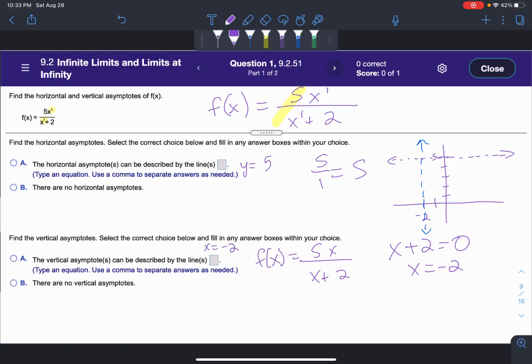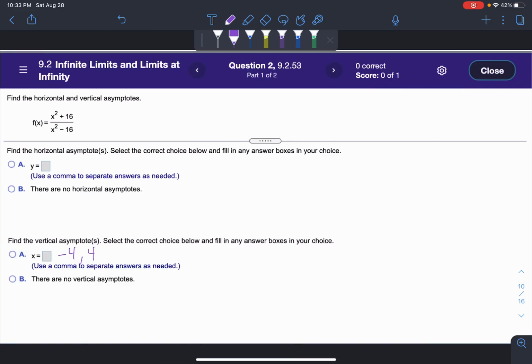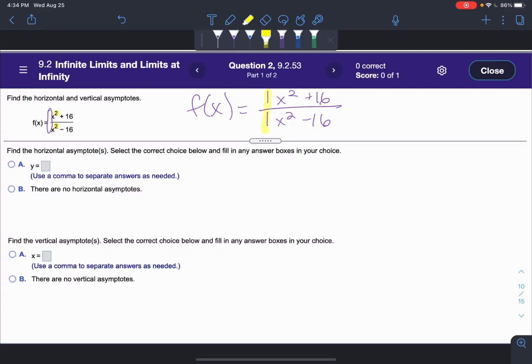Let's try another one. For finding horizontal asymptotes, remember we want to look at the leading terms and their degrees. So degrees are the same. I'm just going to take the fraction of their coefficients, which are an implicit 1, right? So I'm just going to take 1 over 1, which is 1. And so my y is equal to 1 as my horizontal asymptote. And then again, for the vertical asymptotes, we look at where the denominator is equal to 0.